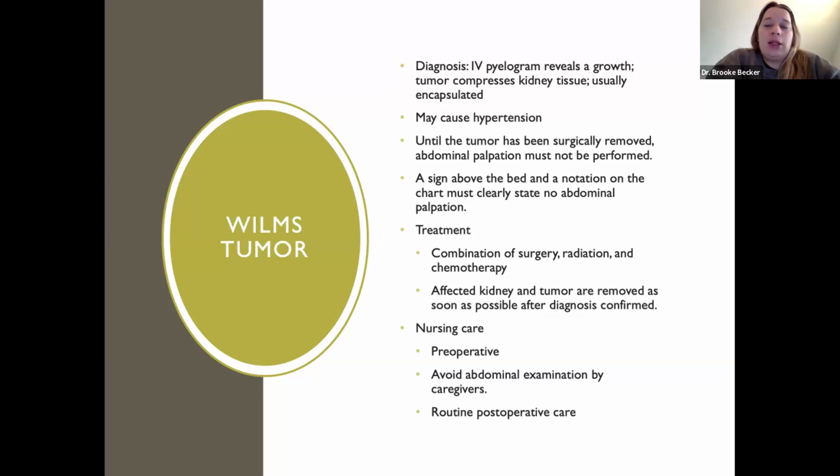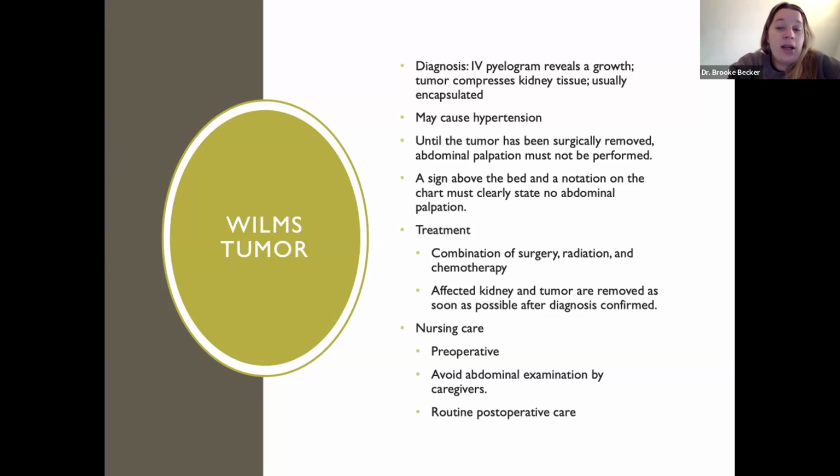Treatment for Wilms tumor is going to be typically surgery, radiation, and chemotherapy. Okay. They may remove that affected kidney as well as the tumor. They try to do that usually as soon as possible after diagnosis, just so that way it's less likely for that tumor to metastasize to other areas. Okay.